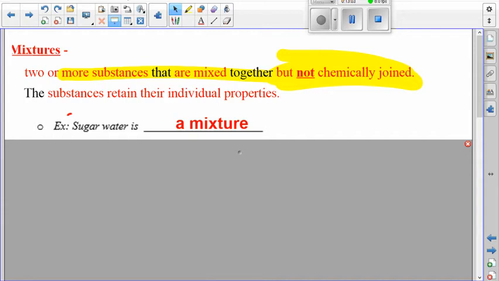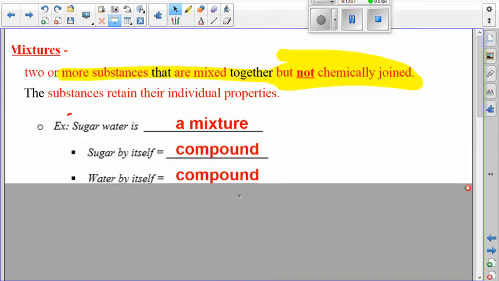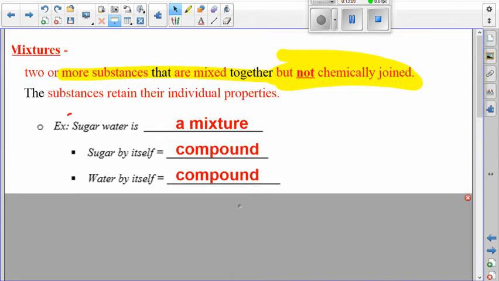I love it. So sugar water is a mixture, even though sugar by itself is a compound and water by itself is a compound. You put them together, all of a sudden you have a mixture. When you have more than one thing in there, you've got a mixture.